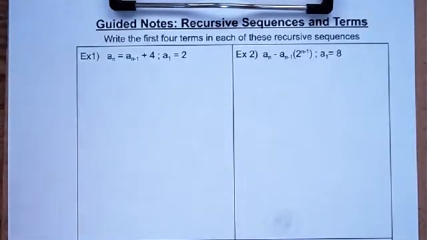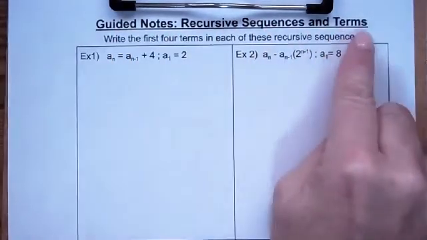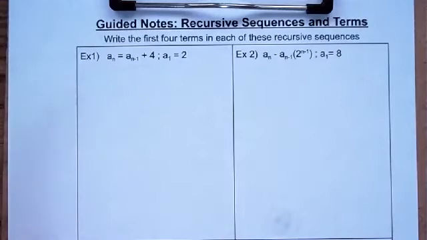This is the video notes that are going to go with guided notes, recursive sequences, and terms. Now, we've already looked at how to write our formula for some basic geometric and arithmetic sequences. We've also talked about in part 2 of those notes how to find a particular single term.